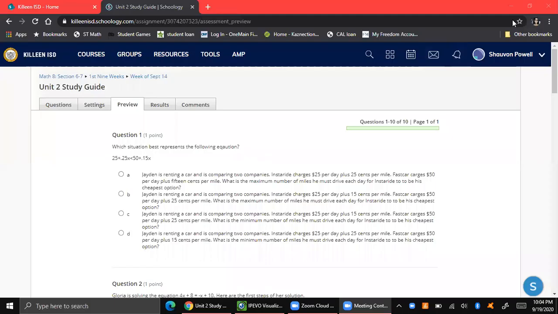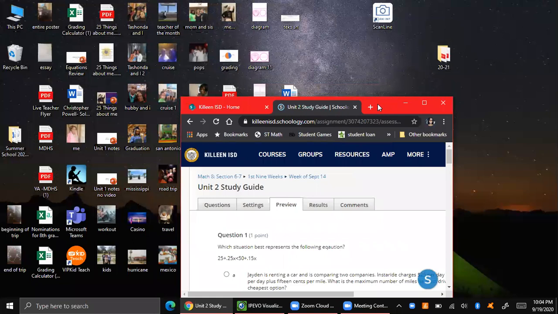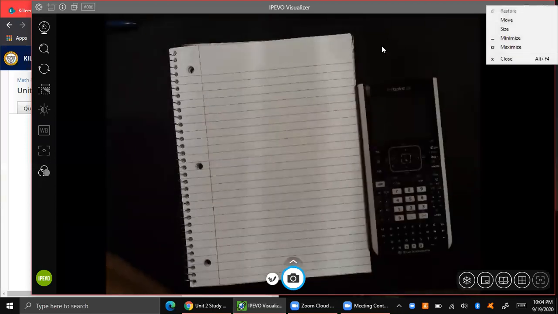Today we are discussing our Unit 2 study guide. So what I'm going to do is this is the Unit 2 study guide that is in Schoology. I'm going to go ahead and put this up on half, and I am going to put my work up on the other half so that we can see both as we go through.